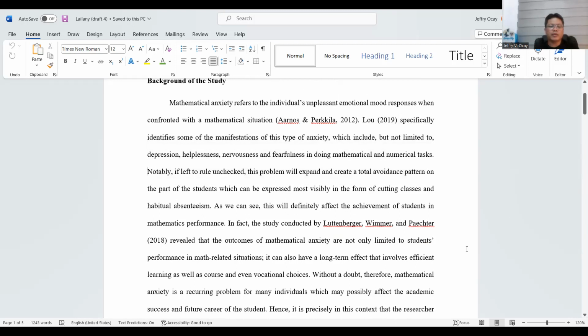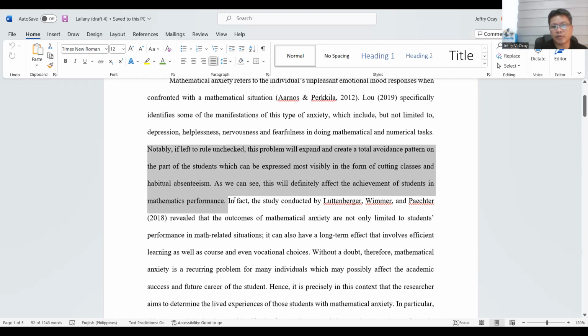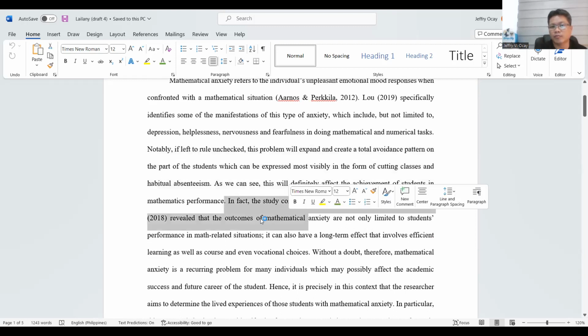Notably, if left to rule unchecked, this problem, mathematical anxiety, will expand and create a total avoidance pattern on the part of the students, which can be expressed most visibly in the form of cutting classes and habitual absenteeism. As we can see, this will definitely affect the achievement of students in mathematics performance. So this is the initial articulation of the research gap.